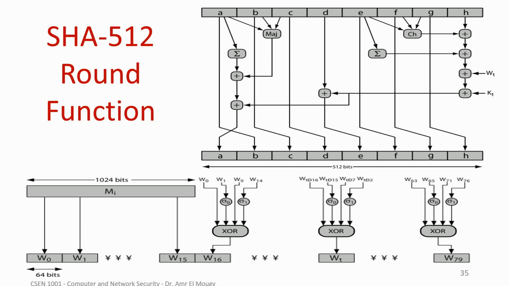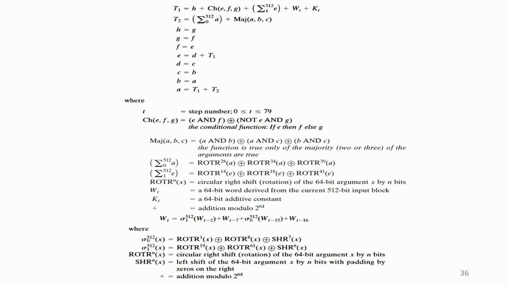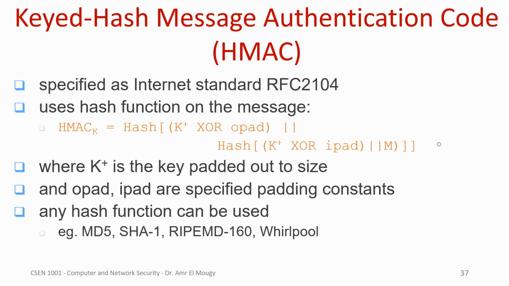So you can see from this figure that there are a lot of combinations, a lot of additions, a lot of operations that happen, such that the values of A, B, C, D, E, F, G, H that are output from each round are dependent on all the input values coming in. Okay, and these are actually the mathematical equations that represent what happens in a single round. If you're interested, you can take a look at them yourself. I'm not going to go into their details.